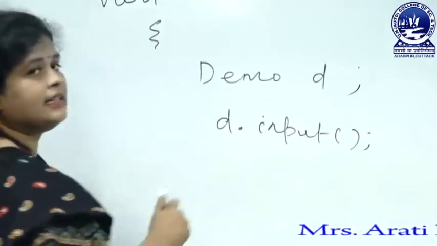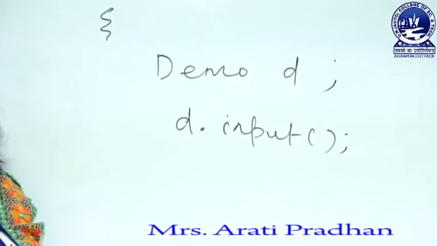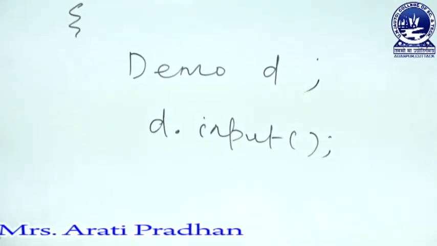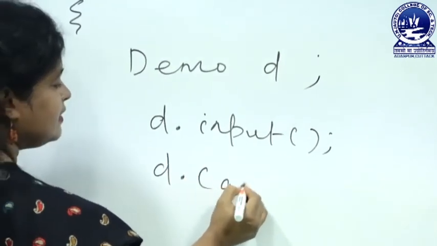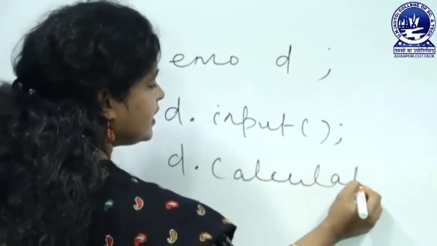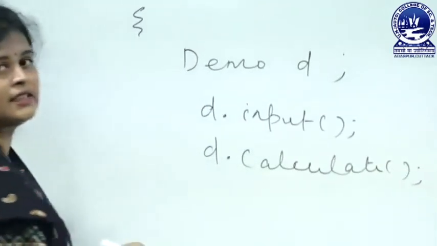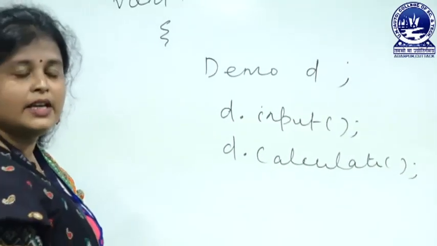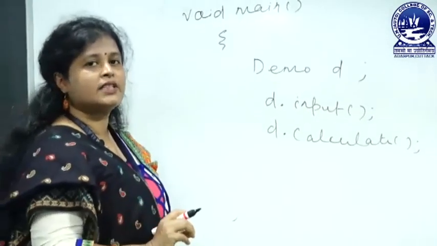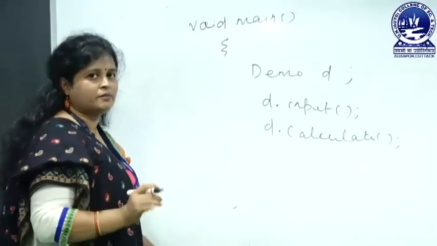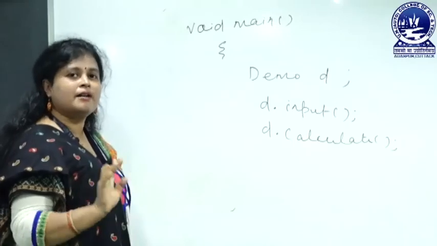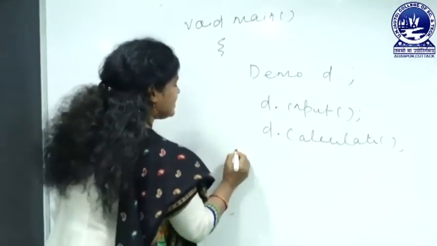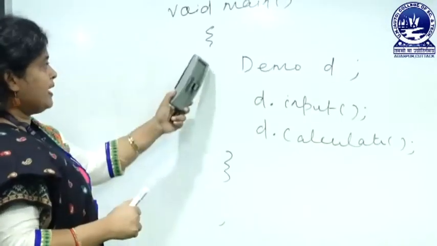When you are writing d.input, it means that you are executing the input method of demo. It is very simple. Then d.calculate. You must be very careful at the time of writing the method name. If there is any spelling mistake or capital and small letter problem, then it will not be executed and it will display a compilation error. Then it is the end of the main method.